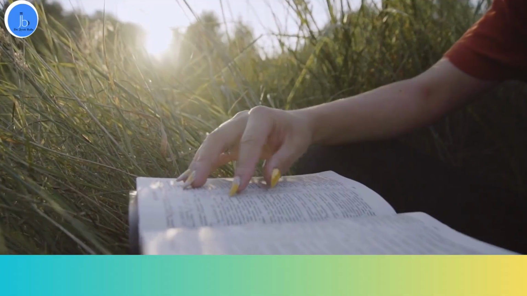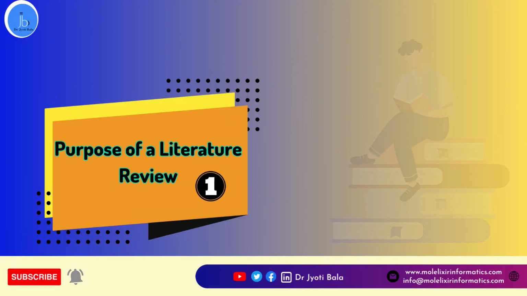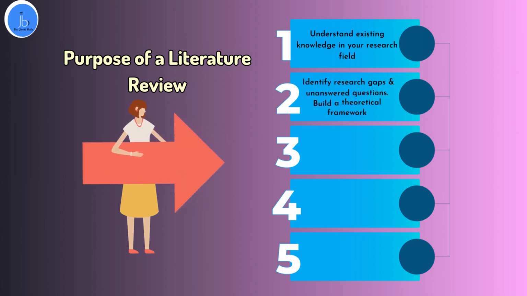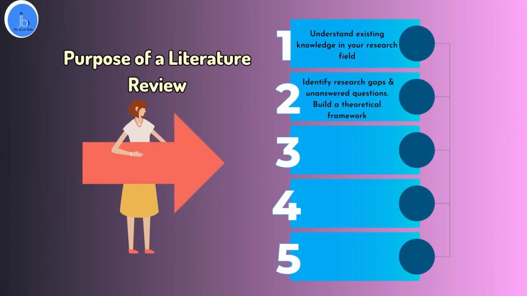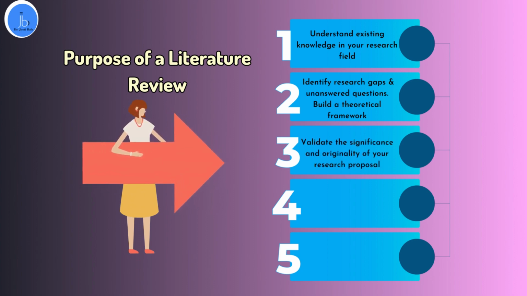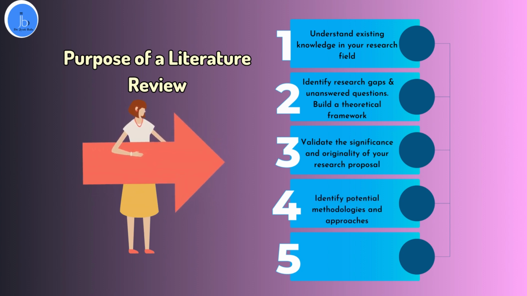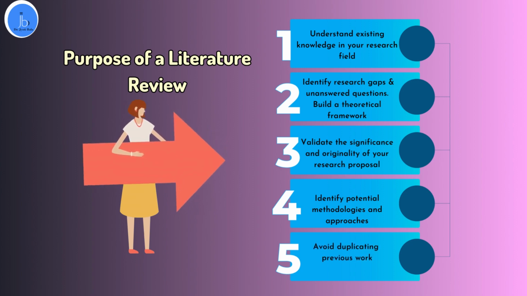The number one point which is very significant is understanding the purpose of literature review. A literature review serves multiple purposes in PhD research. For example, it helps you to understand the existing knowledge in your research field, identify the research gap and unanswered questions. Additionally, it helps us to build a theoretical framework for our study. It could help you to validate the significance and originality of your research proposal. Moreover, it also helps us in identifying the potential protocols, methodologies, and approaches. And also it helps us in avoiding duplicating the previous work.